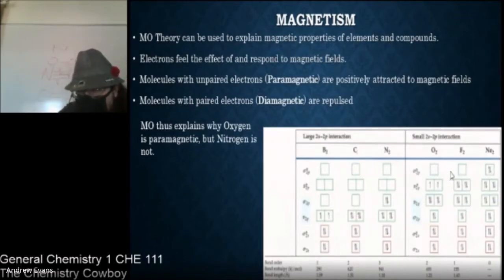But now we see bond order of 1 for fluorine, bond order of 2 for oxygen, bond order of 3 for nitrogen. Just like we would have drawn for a stable Lewis structure.